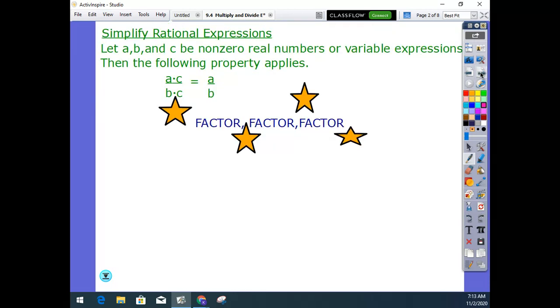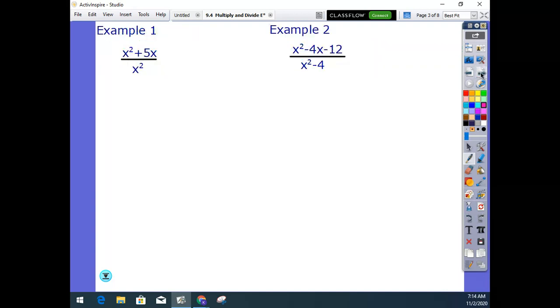All right, so to simplify rational expressions, you want to factor the top, factor the bottom, cancel any common factors, and whatever you're left with is your answer. Factor, factor, factor. So now we're going to factor expressions, which is the tougher part. So we're going to be factoring a whole bunch more.